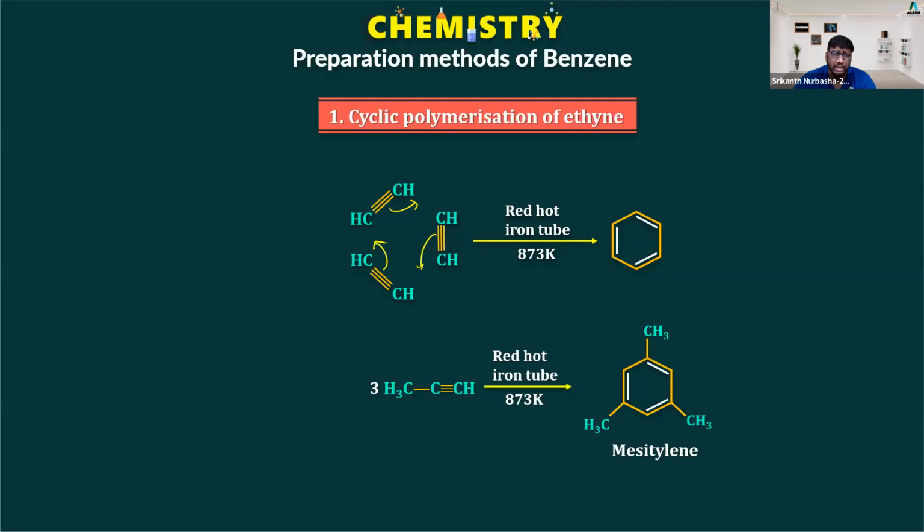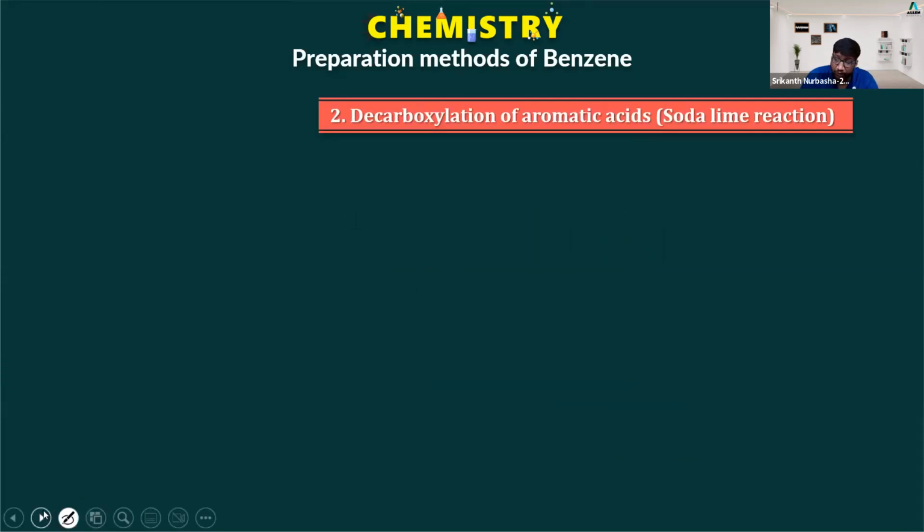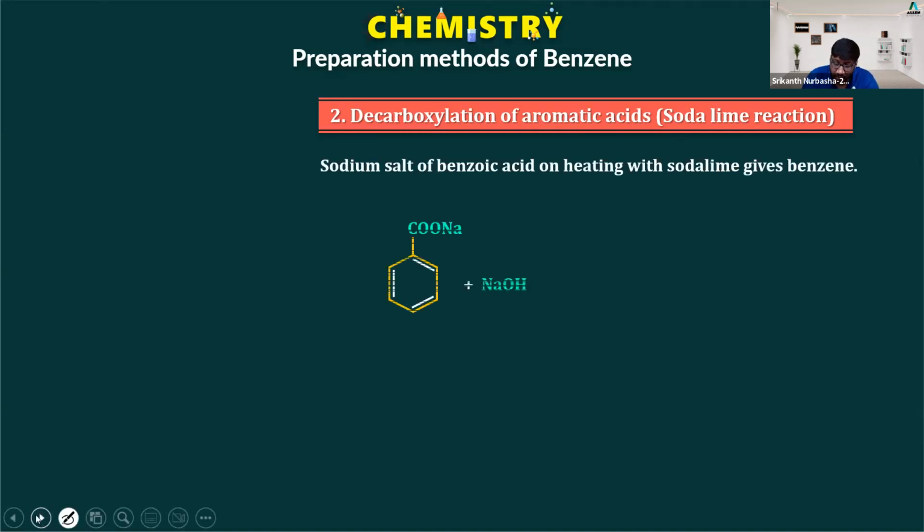Let us start with the other set of reactions, like decarboxylation reaction of aromatic acids, soda lime reaction. In the decarboxylation, what was the reaction mechanism or what was the intermediate? Carbanion. So you'll be getting benzene, that is C6H5 connected with C double bond O minus Na plus, treated with NaOH in the presence of CaO.